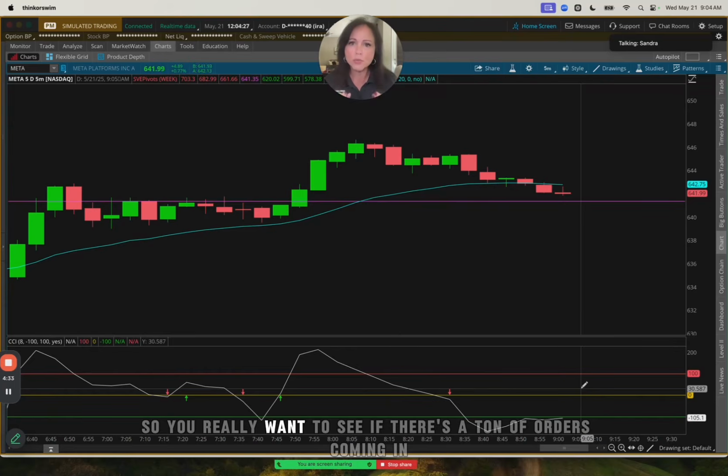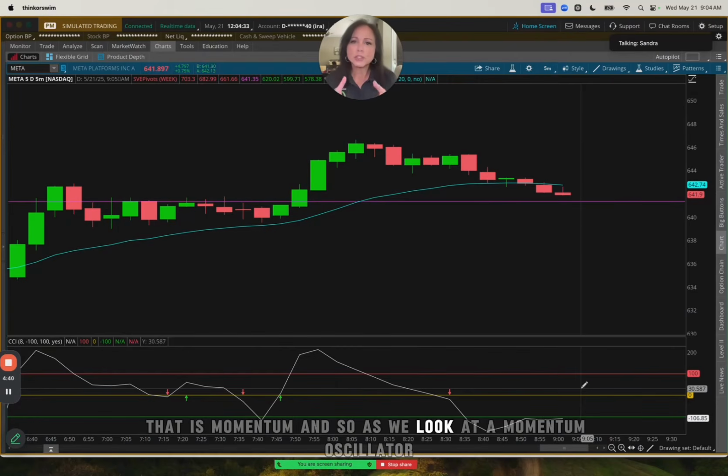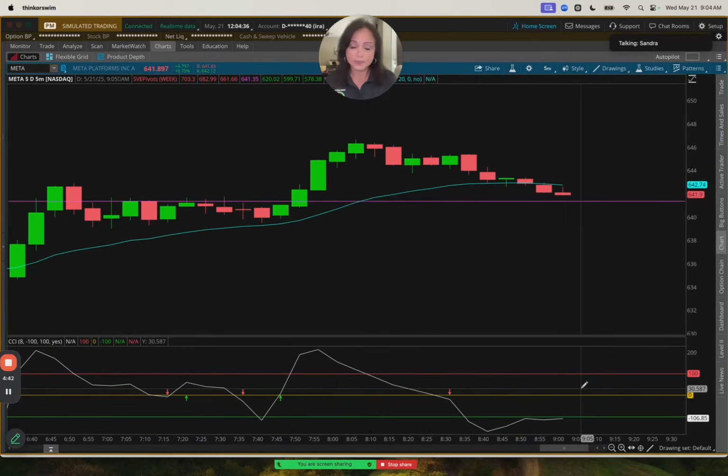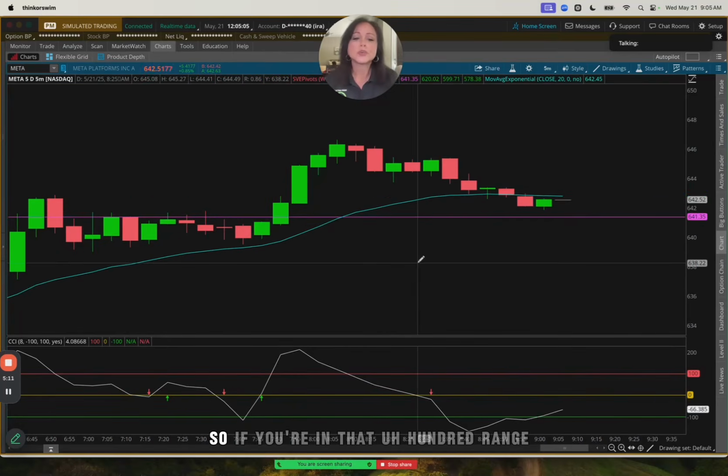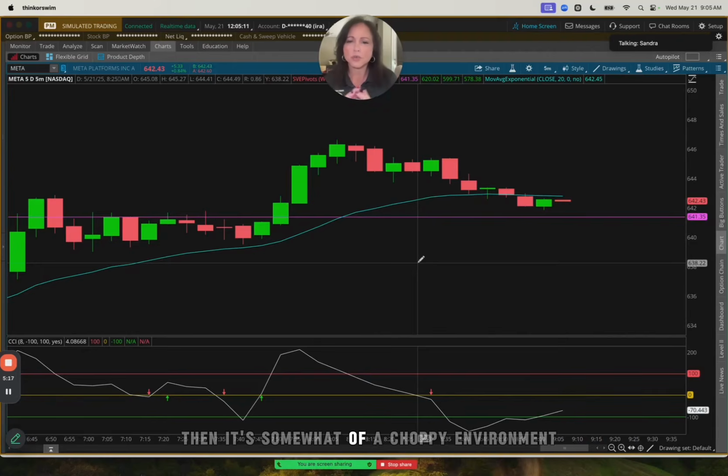So you really want to see if there's a ton of orders coming in. That is momentum. And so as we look at a momentum oscillator, we can see right now that on a 5-minute chart, we were in a bearish scenario. So if you're in that 100 range, then it's somewhat of a choppy environment. What other indicator could you use?